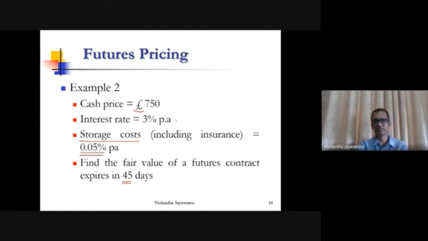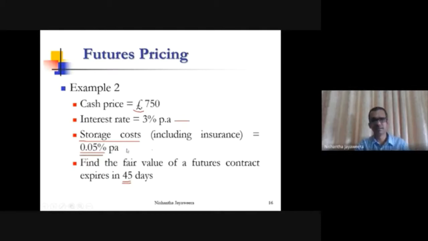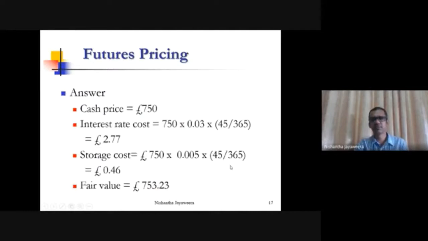Now what you have to do is calculate the interest cost and the storage cost. So the cash price is 750, interest cost 750 into 0.03 because 3%, and for 45 days, you get 2.77. Storage cost, since it's given as a percentage per annum, we consider it like paying interest. So do the same calculation, we get 0.46. Therefore, fair value would be 750 plus 2.77 plus 0.46, 753.23.